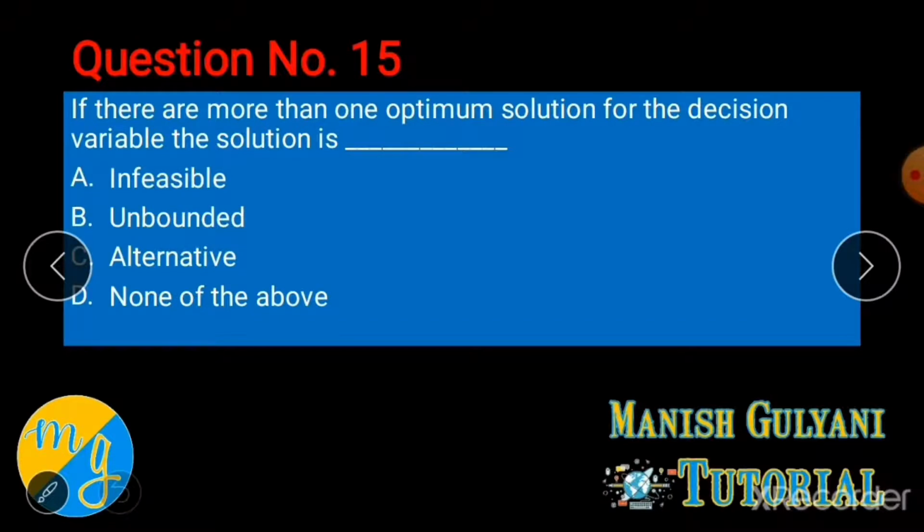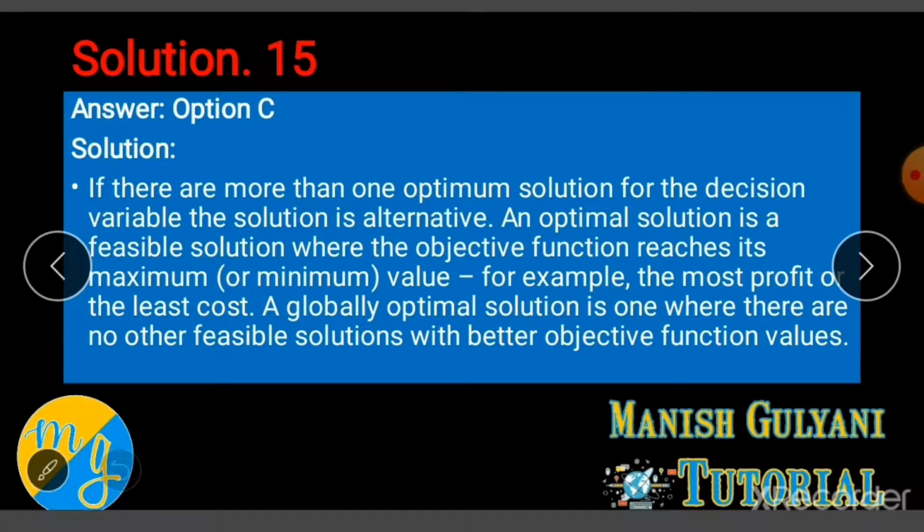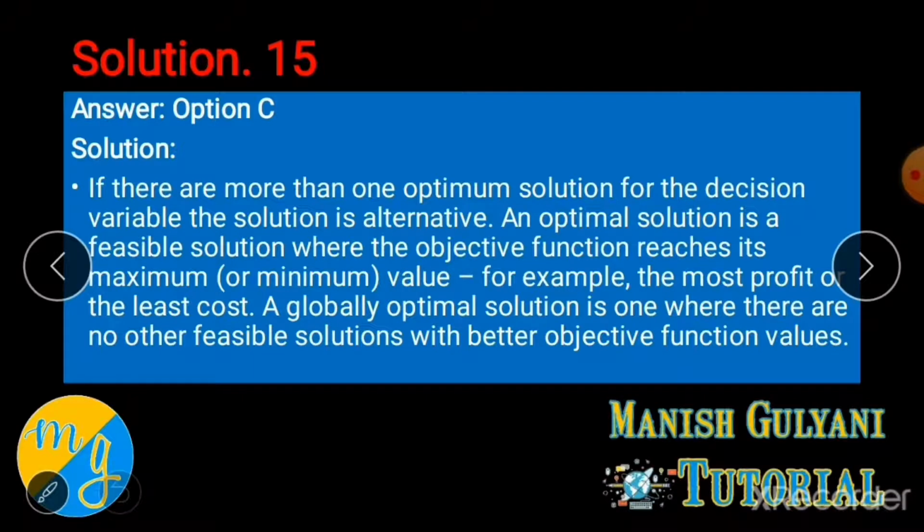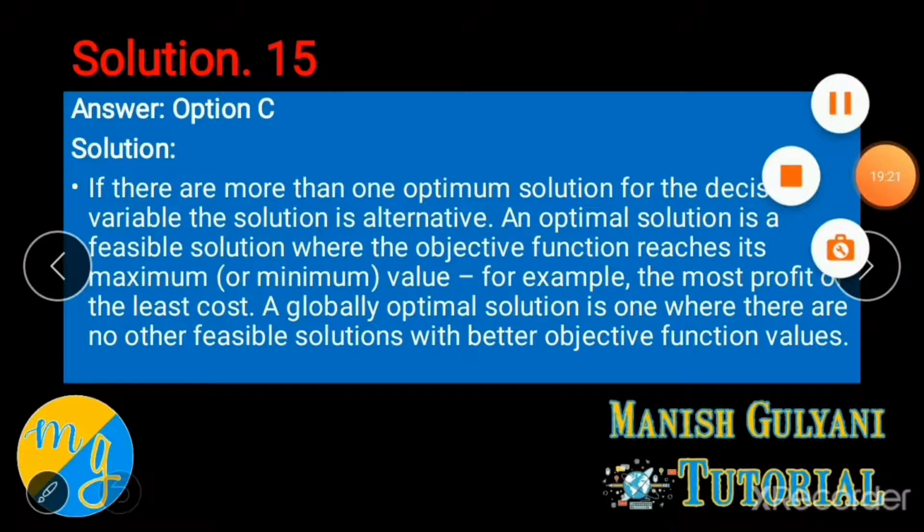If there are more than one optimum solution for the decision variable, the solution is easy. If there are more than one optimum solution, the answer is multiple optimum solution, the other name is alternate. So the correct option is option C. If there are more than one optimum solution for the decision variable, the solution is called alternate solution, also known as multiple optimum solution, meaning having more than one solution. Clear?